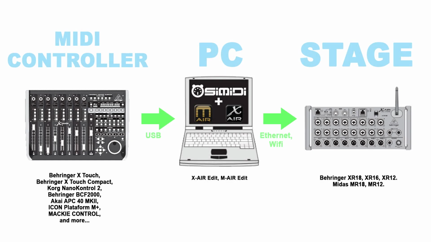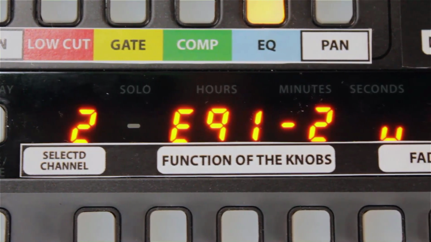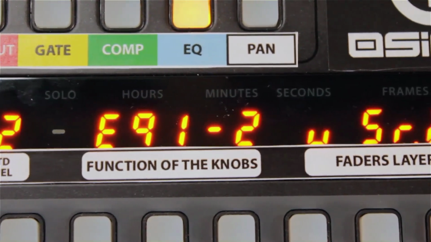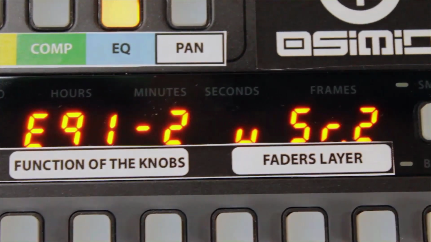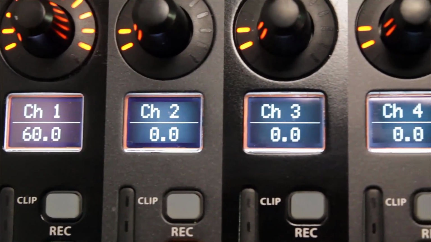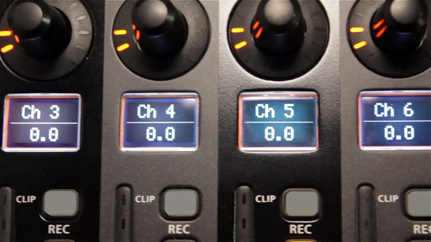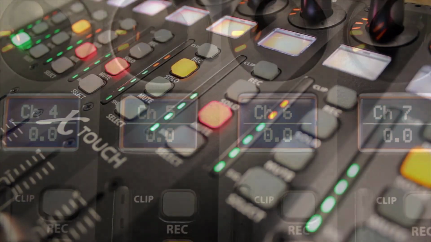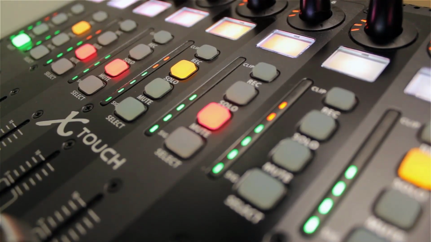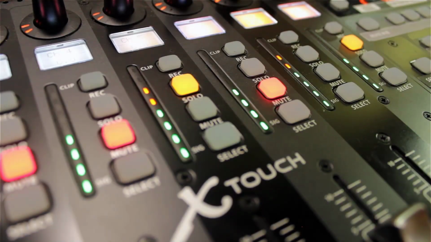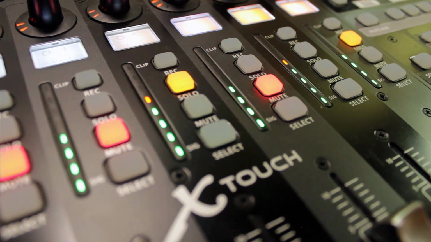Welcome. In this video, we will show you the new functions of OsiMIDI Stage 1.5 using a MIDAS MR18 mixer and a Behringer X-Touch controller in Mackie Control mode. These functions include the following: display of the selected channel as well as the current function of knobs and faders layer in the 7-segment display, display of channel names and parameter values of the selected channel in the LCD scribble strips, meters control, allowing easy monitoring of all levels, synchronization with XR Edit of all operations performed from the MIDI controller.